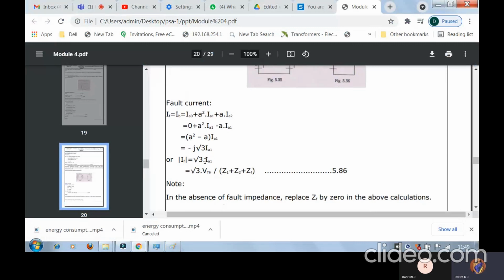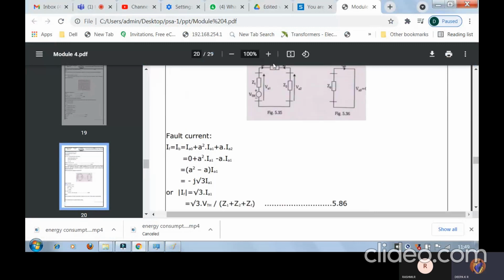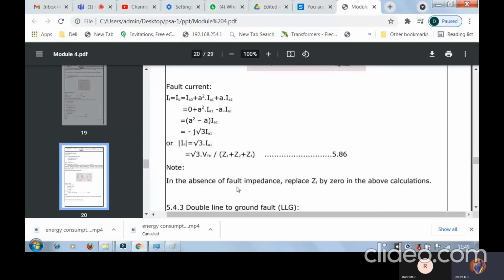So what is that IA1? You can go back to this, apply the KVL, and find out. IA1 is what? VTH divided by the sum of these impedances, Z1 plus Z2 plus ZF. So you can observe here, there is no zero sequence impedance. Zero sequence impedance is not at all affecting the system. Only your positive impedance, negative impedance, and fault impedance are affecting the fault current.